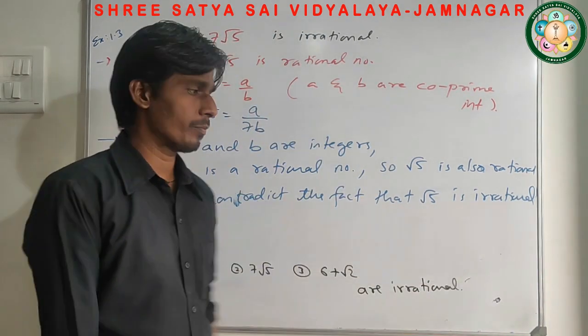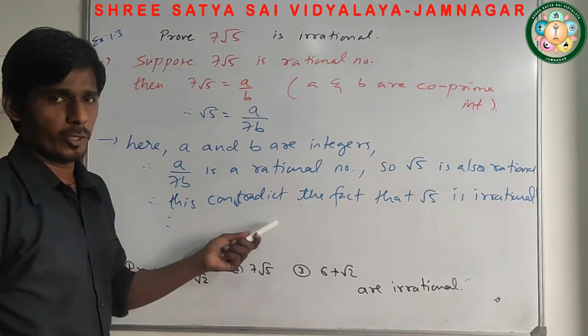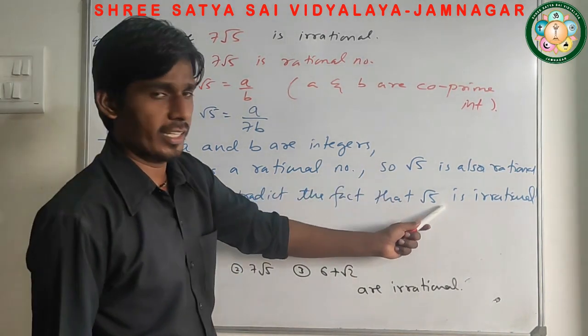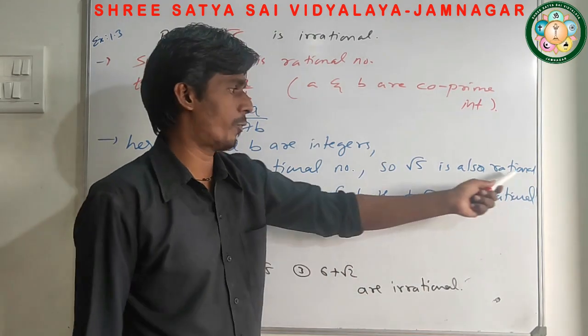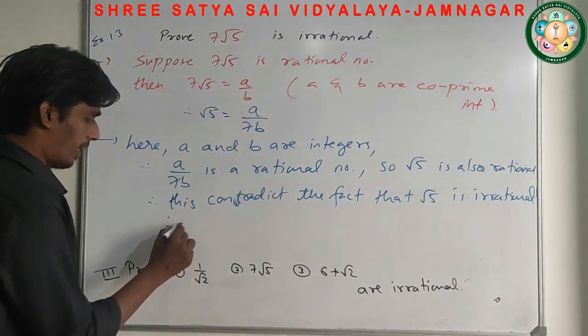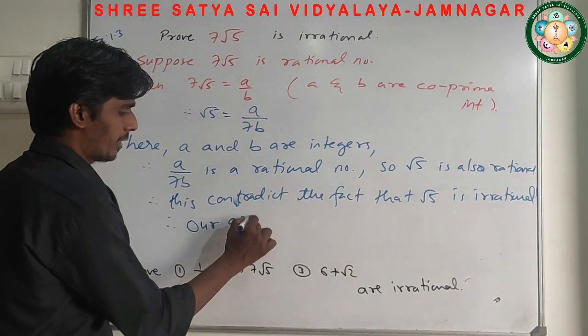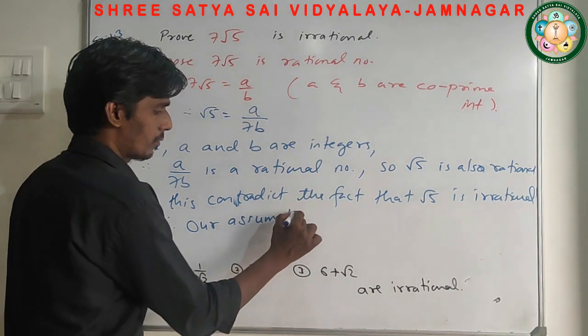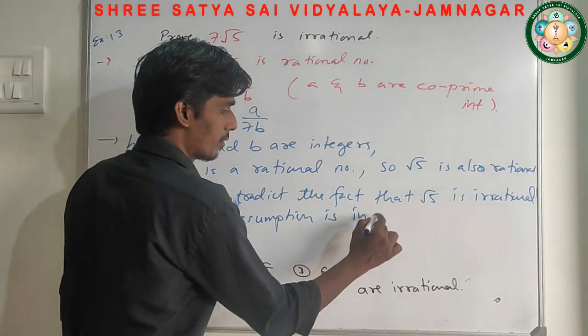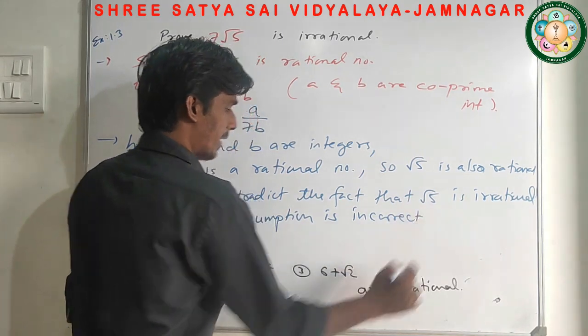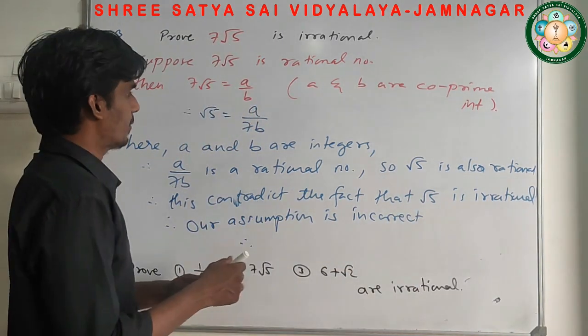Root 5 is irrational, therefore ये स्टेटमेंट अपोजिट हो गया. जो रूट 5 इरेशनल है उससे हमने क्या प्रूव कर दिया? रूट 5 इज रैशनल. Therefore our assumption or supposition is incorrect.